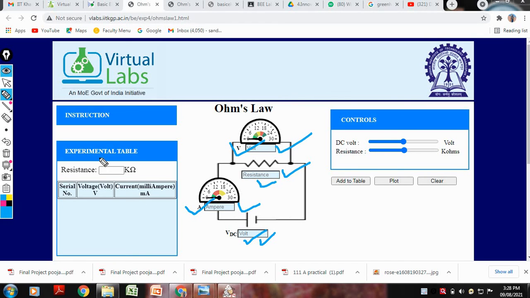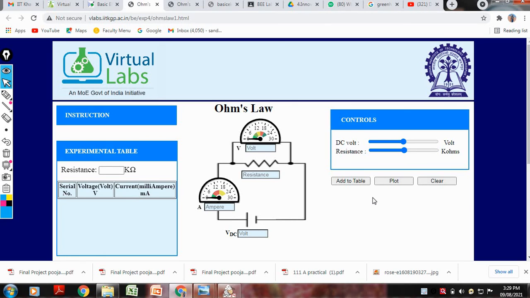Now this is the experimental table. Resistance is already given in kilo ohm. Voltage is measured in volts and current in milliamperes. This is the controller. The first controller is the input voltage, that is, the DC voltage, and the other is the resistance. Now go to performing the practical.